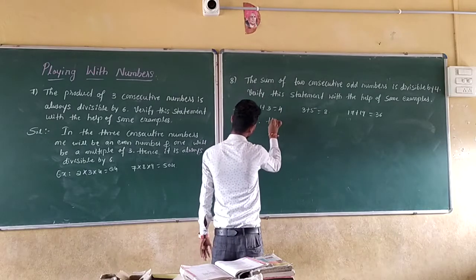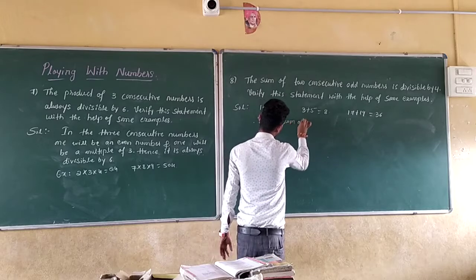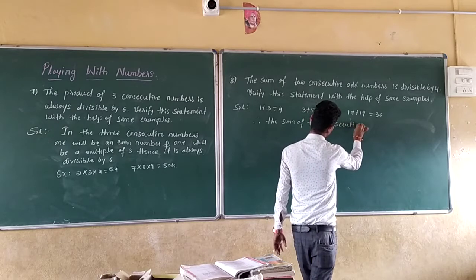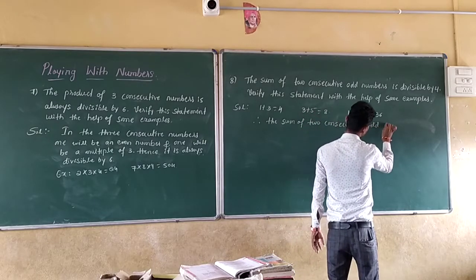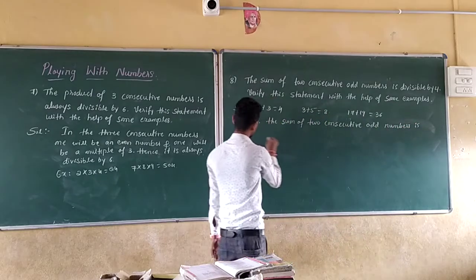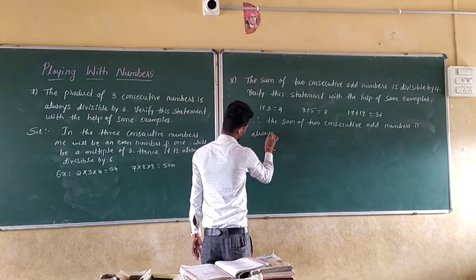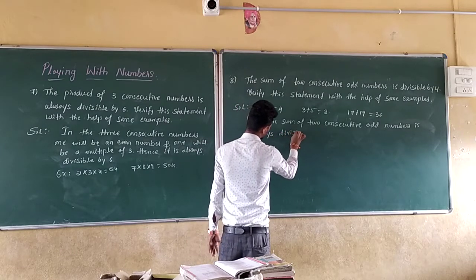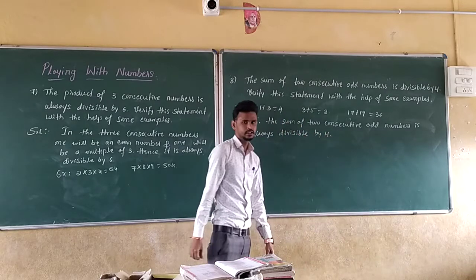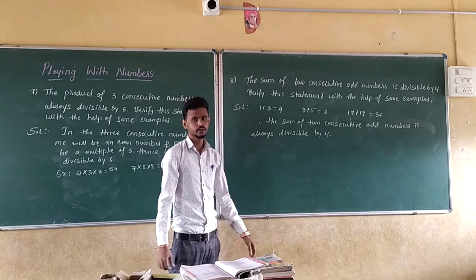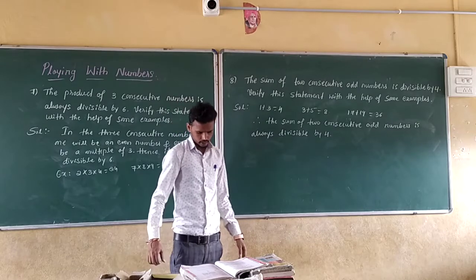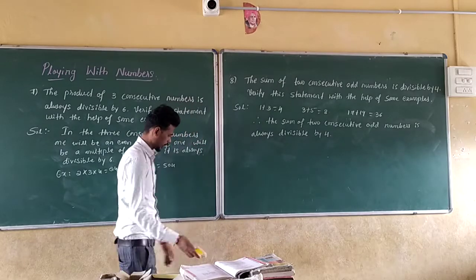Therefore, the sum of two consecutive odd numbers is always divisible by 4. So this is about the 8th question. Now let us see the next question, the 9th one.